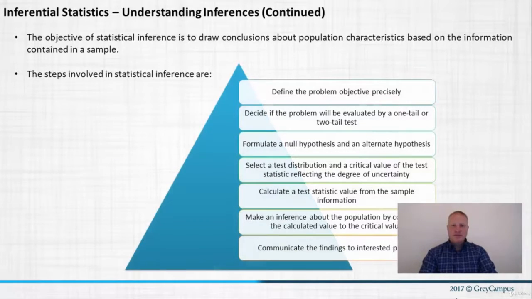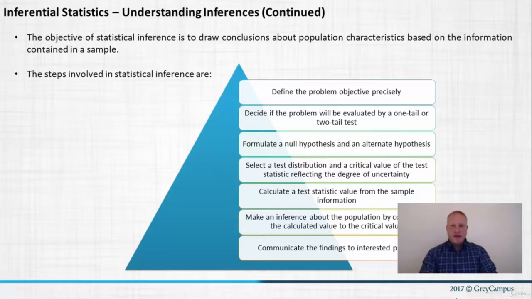The steps involved in statistical inferences is obviously to define the problem. We're going to follow basically the same steps as DMAIC. So the next thing is, how are we going to measure it? Meaning, what test are we going to use?